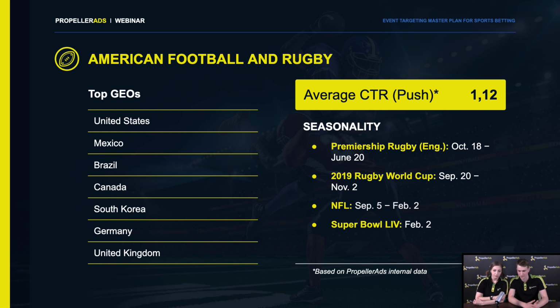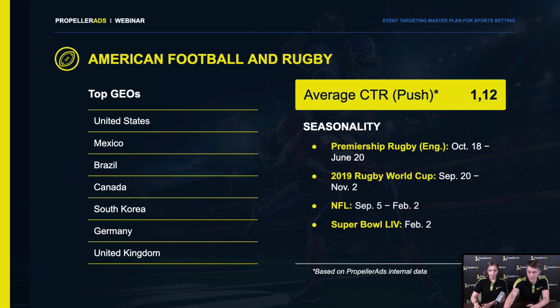this year, or was it last year? 2019. So it's actually going right now. Rugby World Cup, guys. Quit this presentation and go set your betting campaigns on Rugby World Cup. It's so hot right now. And so we have the NFL that comes to Super Bowl.